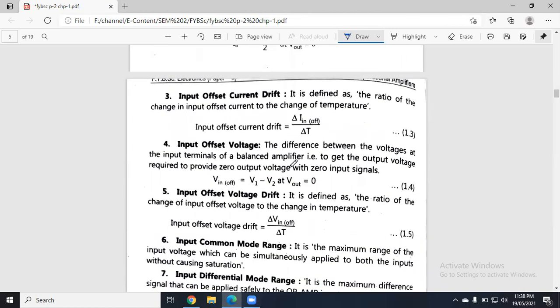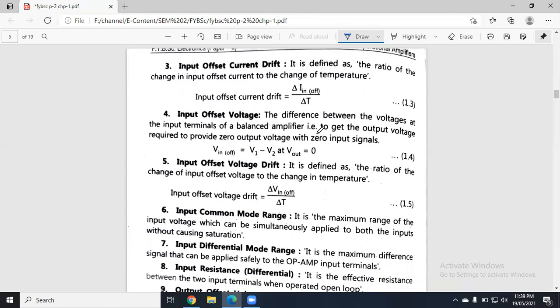The next one is your input offset current drift. It is defined as the ratio of the change in input offset current to the change of temperature. Okay, so as the temperature changes, there will be a change in input offset current. So the ratio of these two is nothing but your input offset current drift, and it is denoted by the ratio of change in input offset current divided by change in temperature.